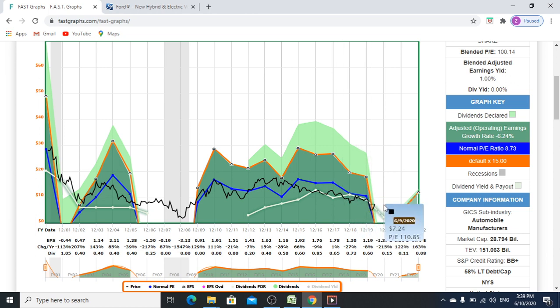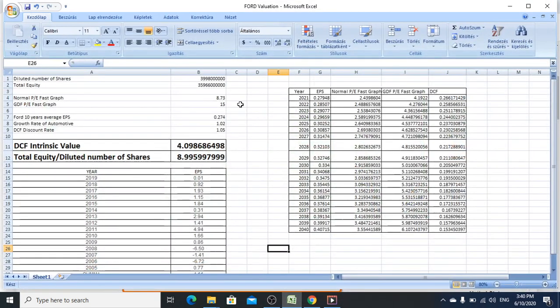And this is not so nice years ahead for Ford Motor Company. You see the prediction that Ford Motor Company will not earn in the next years, or the earnings will be negative, and after that you can expect some growth in EPS. The S&P credit rating is BB plus, and the long-term debt per capitalization is 58 percent. I would like to show you my estimation.